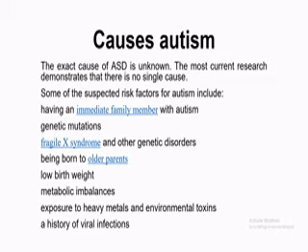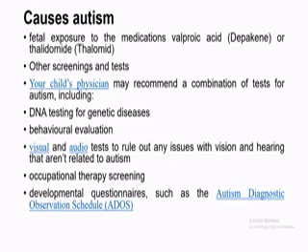Causes. The exact cause of ASD is unknown. The most current research demonstrates that there is no single cause. Some of the suspected risk factors for autism include having an immediate family member with autism, genetic mutations, Fragile X syndrome and other genetic disorders, being born to older parents, low birth weight, metabolic imbalances, exposure to heavy metals and environmental toxins, a history of viral infections, fetal exposure to the medications valproic acid (Depakine) or thalidomide (Thalomid).